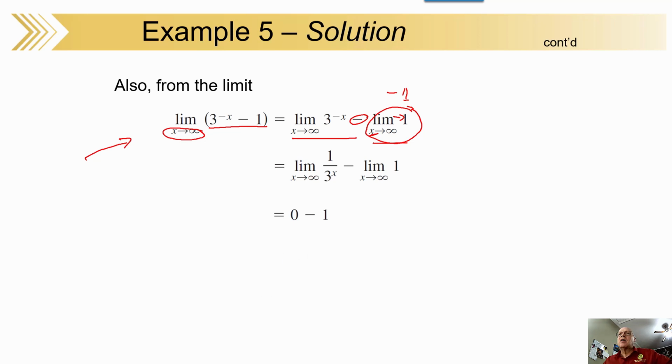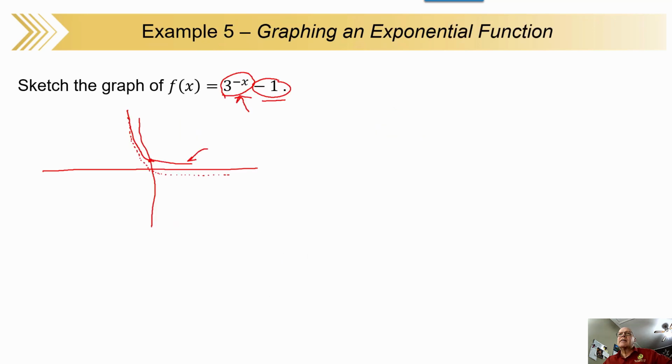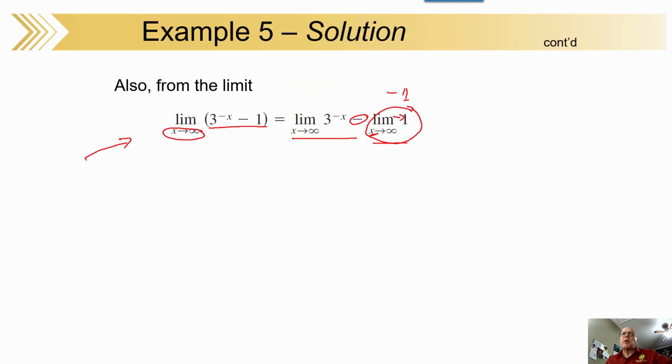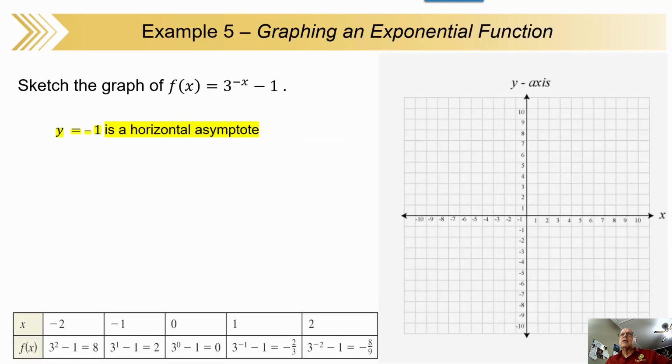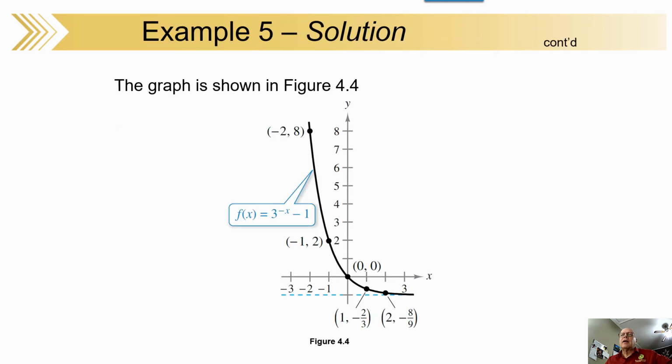Look back here. We'll take a look at this. And remember, this is the dotted line here. It's getting closer and closer to negative 1. Back up to where we were. There we go. So that's the horizontal asymptote. And that's the final figure.